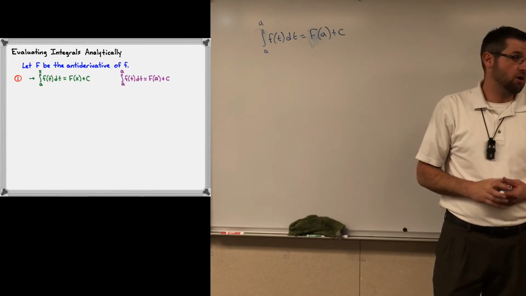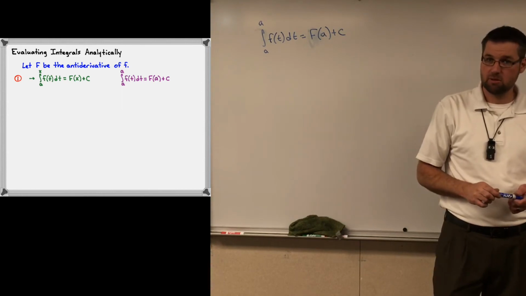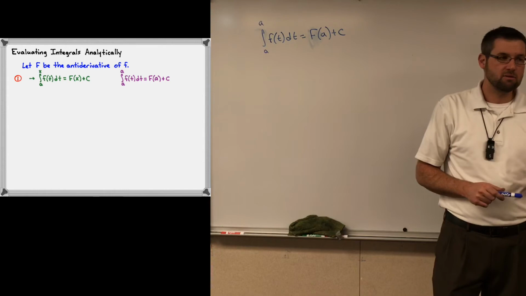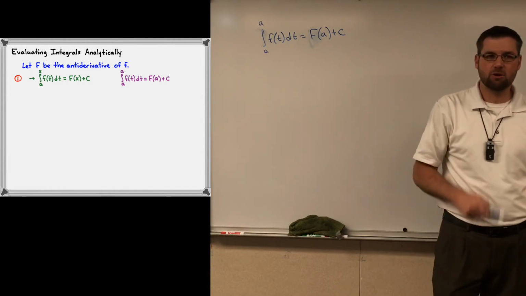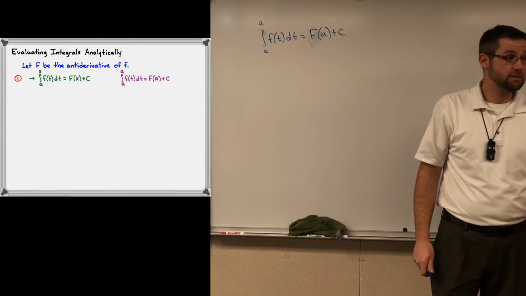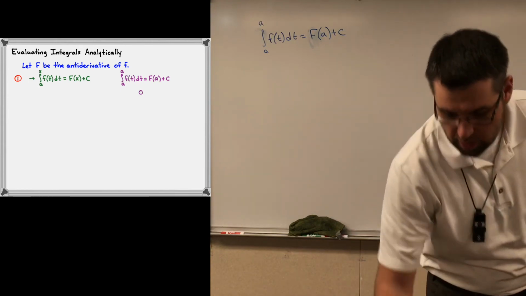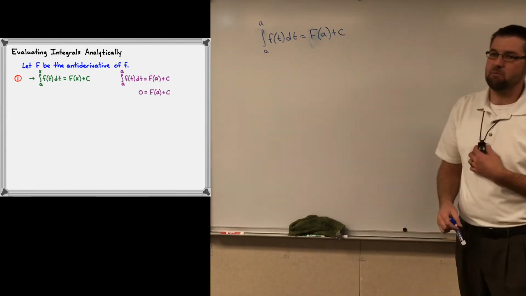Why did I pick a to go on top instead of some other number? There's a reason. You should know. Because you know what the integral from a to a is. Zero, right? So zero equals capital F of a plus c.